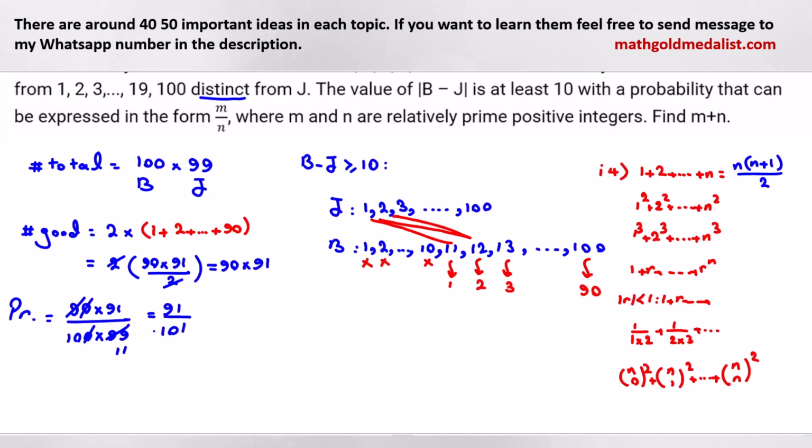We cannot divide anymore because 91 is a multiple of 7 and 13. The denominator is not a multiple of 7 or 13. And sorry, when we multiply 11 by 10, it will be 110. So in the simplest form, 91 and 110 are relatively prime, so m is 91, n is 110, so the answer, which is m plus n, is equal to 201. Okay.